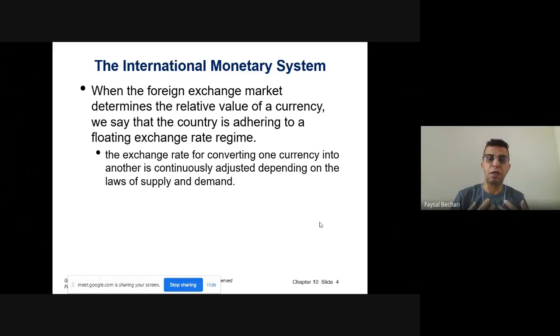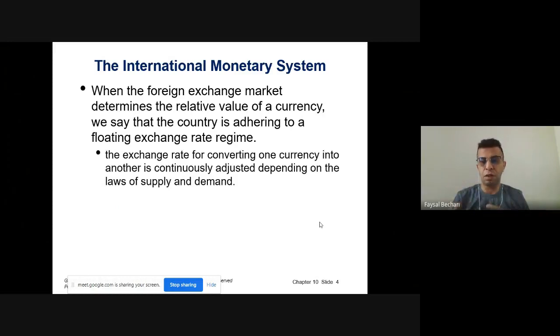So let's assume there are too many Canadian dollars in the market. There is a high supply and the demand is low, so the price of the Canadian dollar goes down. If the supply is less, then the demand for Canadian dollars goes high. This will cause the price of the dollar to go up. So that is why the price fluctuates with demand and supply.